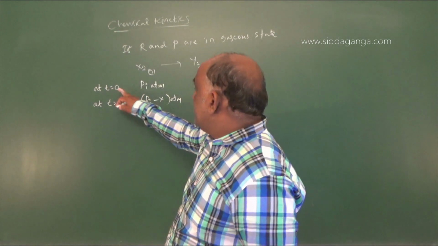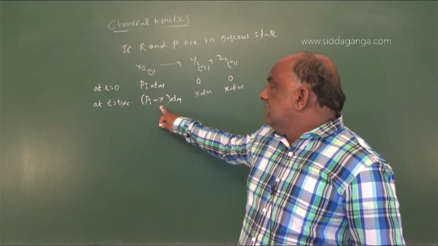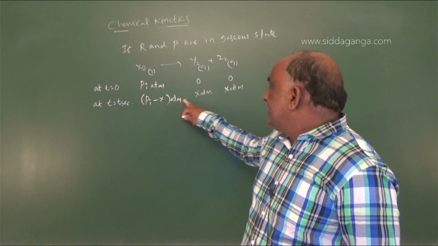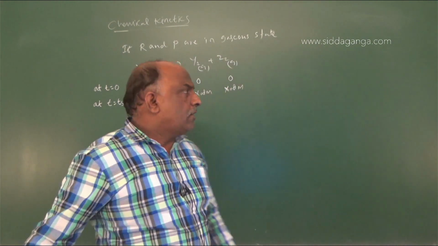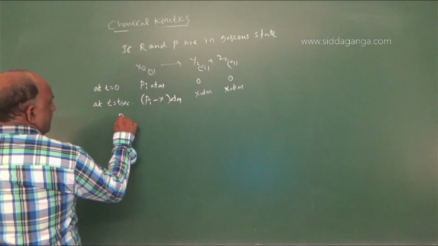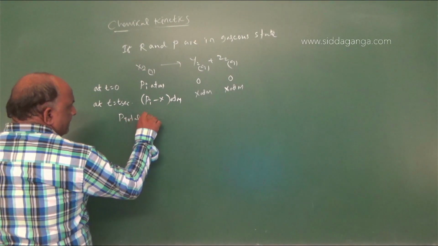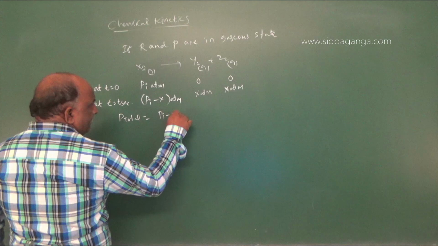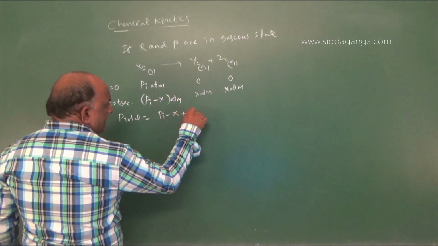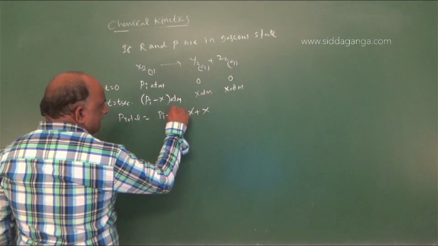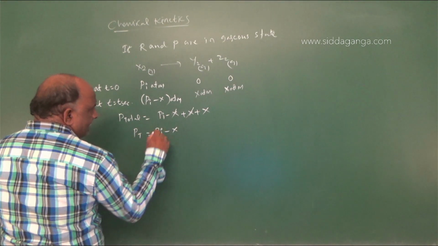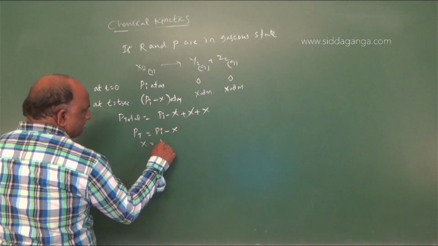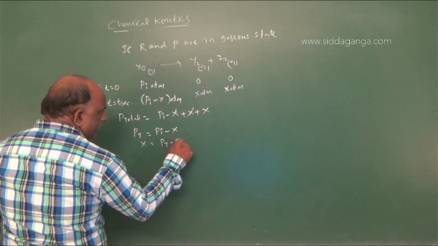So here Pi minus x, then total pressure: P total is equal to Pi minus x plus x plus x. The x terms combine, and then P total is equal to Pi plus x. Then x is equal to P total minus Pi.